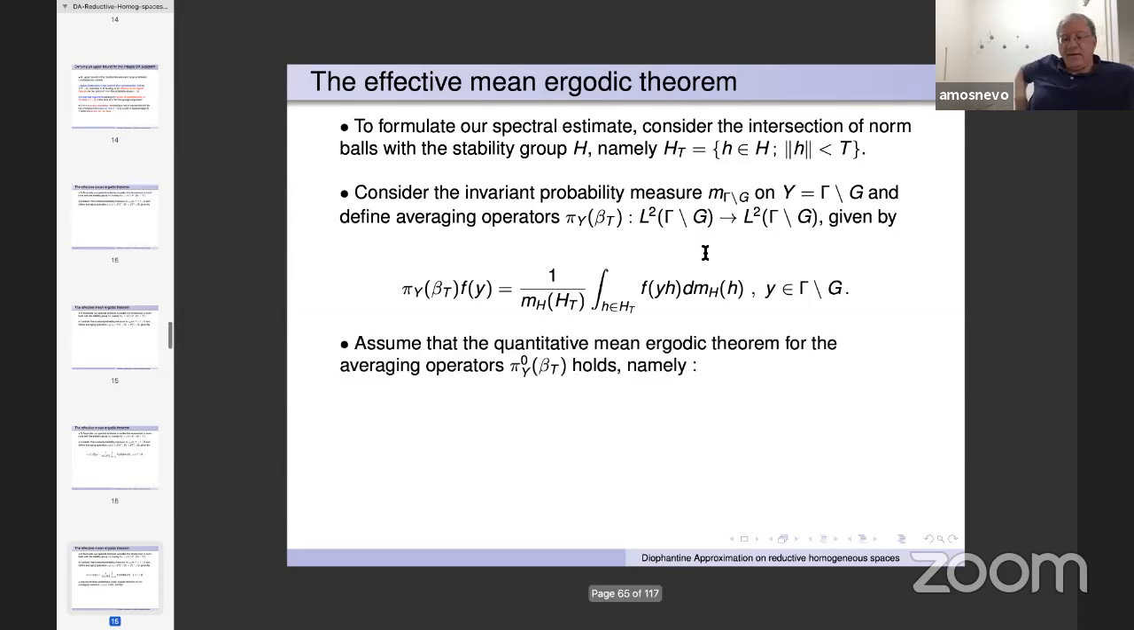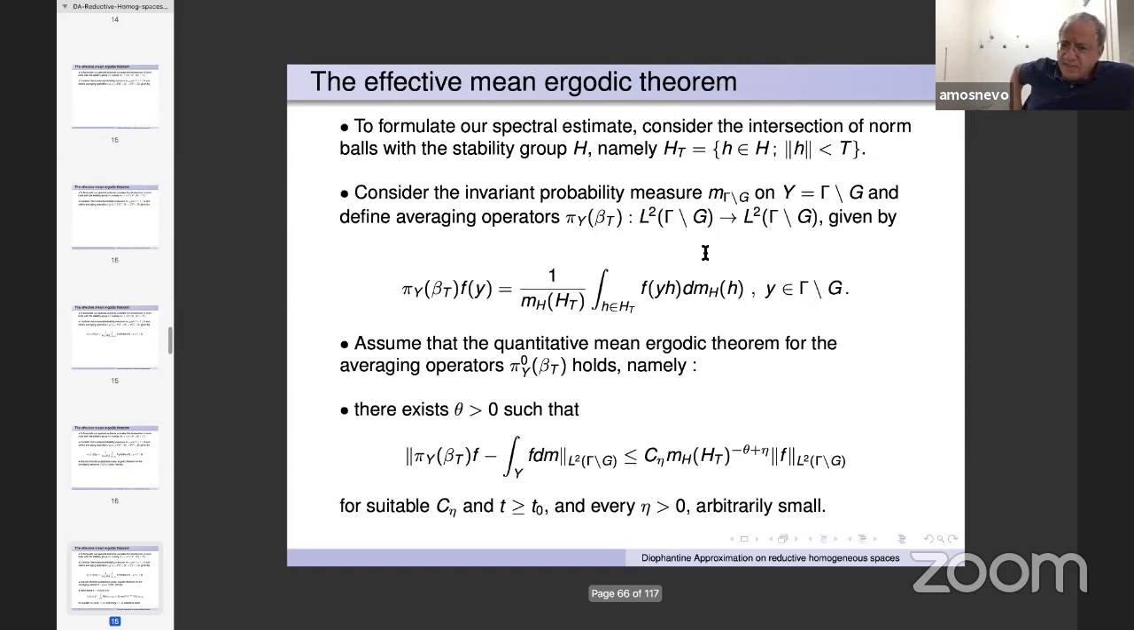And now we are going to assume that the quantitative mean ergodic theorem for the averaging operators pi_y beta_T holds, namely, that there exists a positive theta such that if you consider your averaging operator applied to f, and you subtract the so-called space average, namely the integral over Y of f dm, then you get a really good result. And what is this good result? You have that the averaging operators converge to this constant, the integral over Y of f dm.